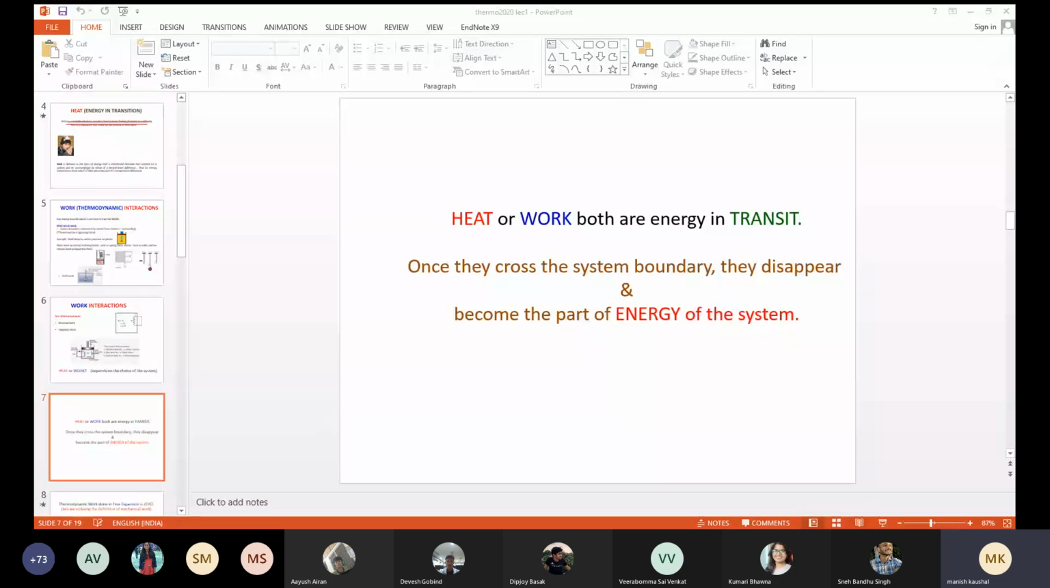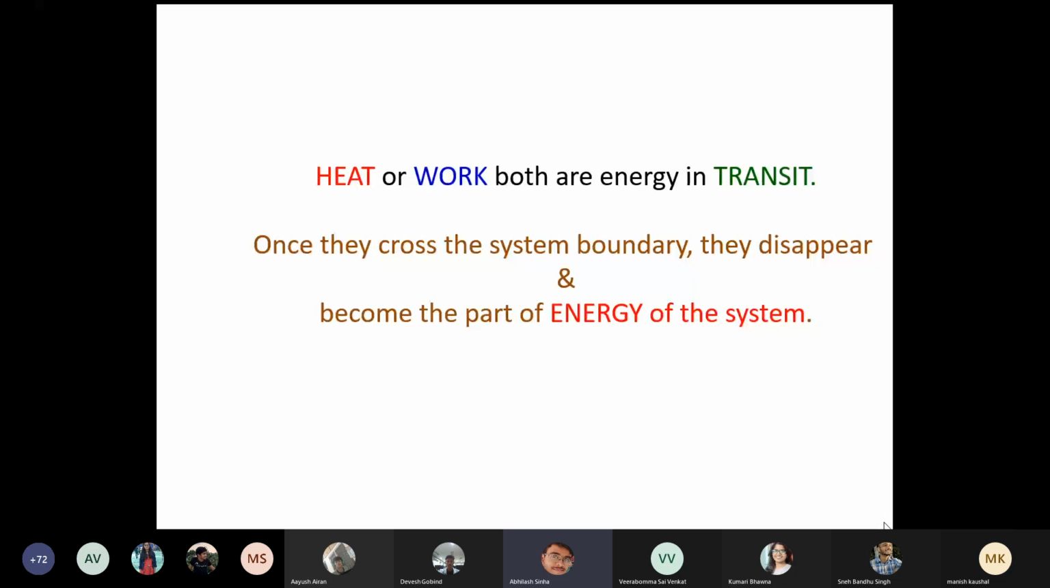What are your thoughts? Yes, no, whatever you think. Sir, in a particular state, if there is no change occurring, how can there be any work done? No, again, I'm saying you have to say yes or no. Can we define work for a state? Anyone else? No, as Abhilas is saying, no. See, heat and work are energy in transit. So you cannot define it for a state.